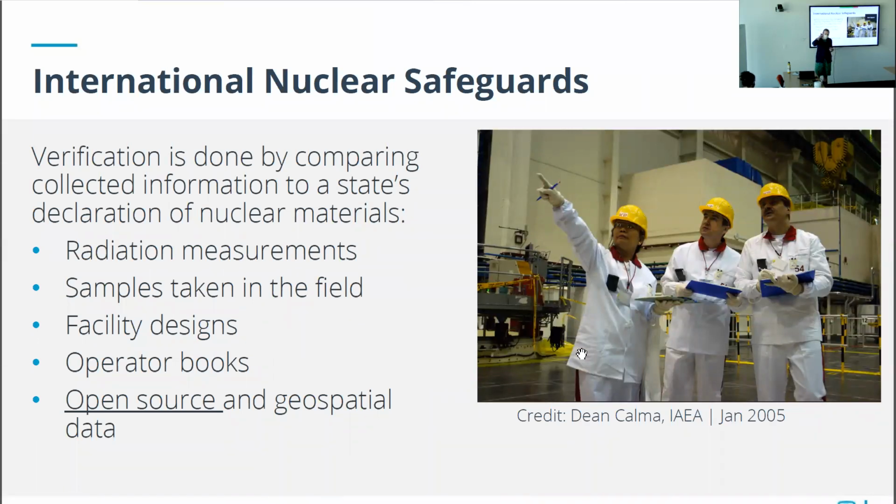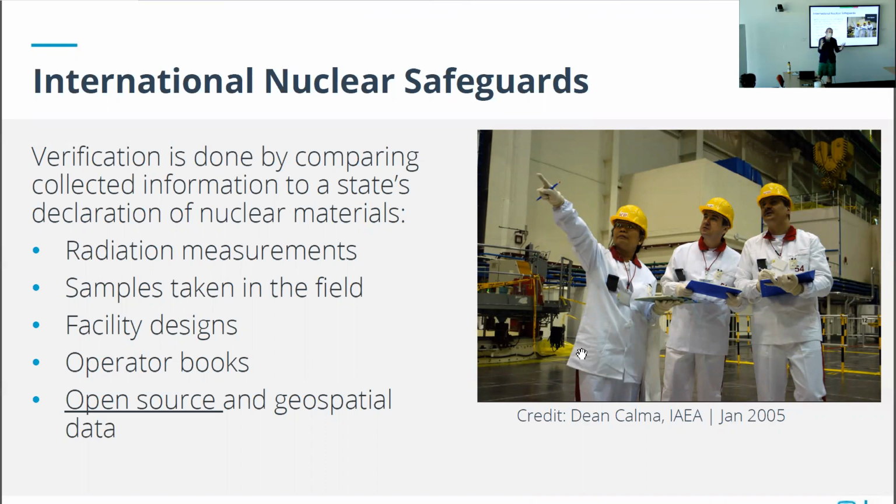PowerPoint. So safeguards are applied through basically a giant data integration activity. States every year, more frequently in some cases, but at least once a year, say, here's the nuclear material that I have, here are the nuclear activities that are happening in my country. Depending on how much activity they have, they might have to declare much more frequently than that. And then the IAEA takes that information and compares it to a whole suite of data that they collect, both in the field, when they're visiting those facilities, they're taking radiation measurements, they're taking physical samples of material that are sent back to the lab for destructive analysis.